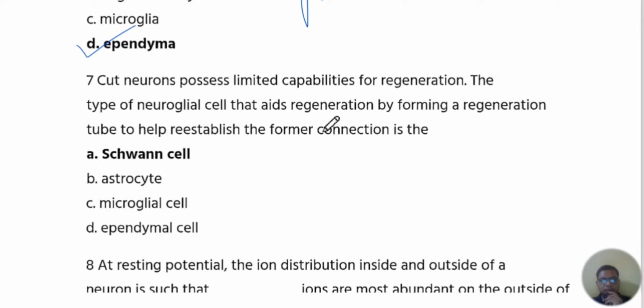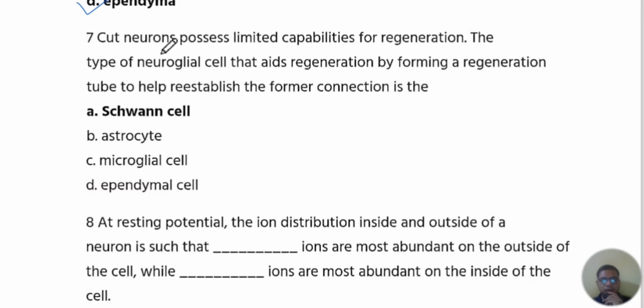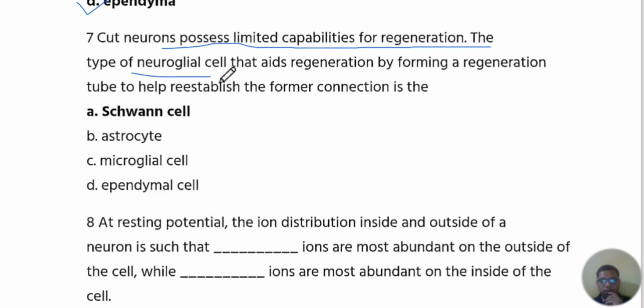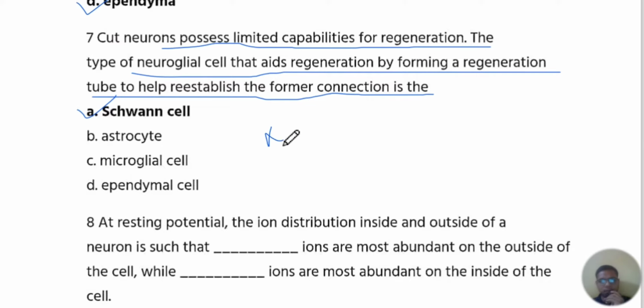Next is question number seven: cut neurons possess limited capability for regeneration. The type of neuroglial cell that aids regeneration by forming a regeneration tube to help reestablish the former connection is. The answer is A, Schwann cell.